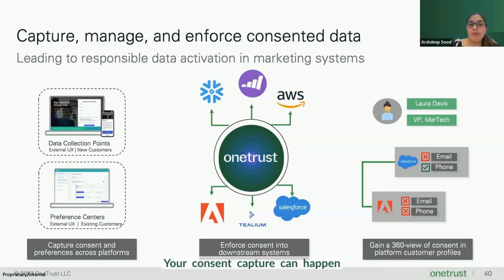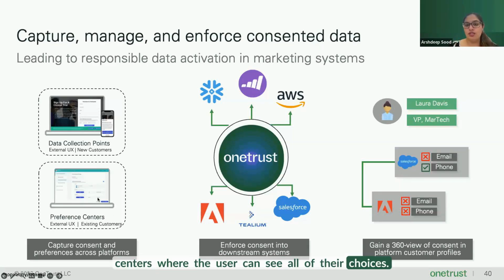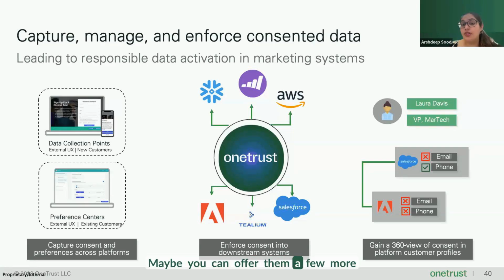where your consent capture can happen at different data collection points or interaction points with the end users. And at the same time, the consent updates can happen through preference centers or trust centers where the user can see all of their choices. Maybe you can offer them a few more so that they have the flexibility to pick and choose and be very intentional about what they sign up for.